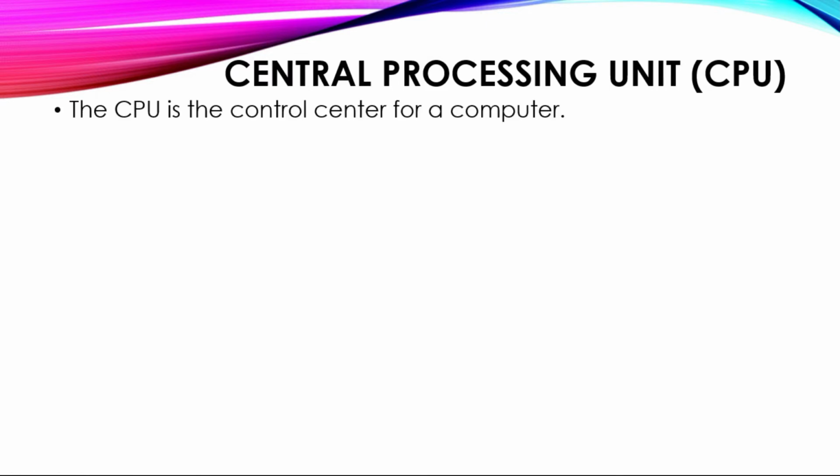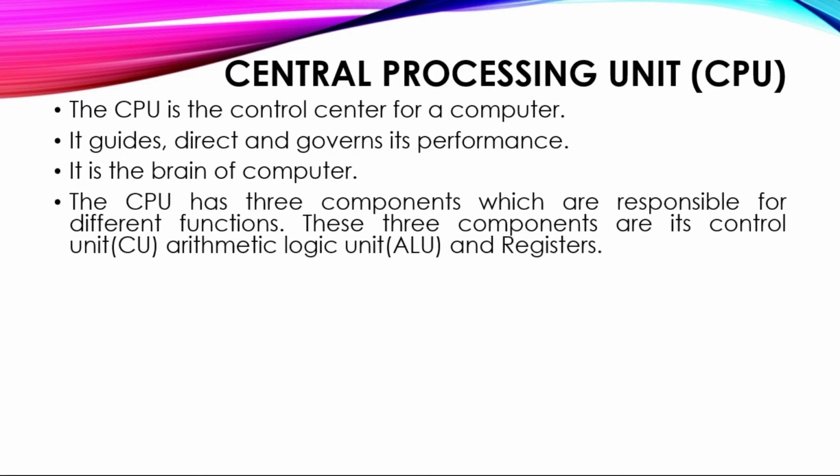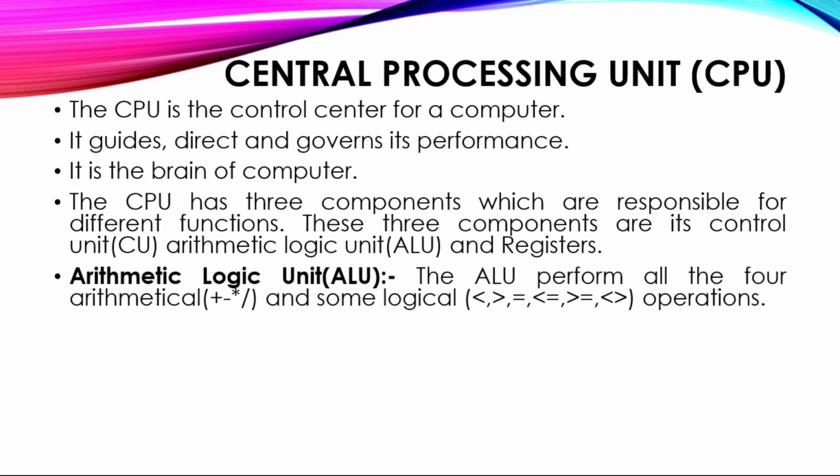Next is your central processing unit, that is CPU. The CPU is the control center for a computer. It guides, directs and governs its performance. It is the brain of the computer. The CPU has three components which are responsible for different functions. These three components are control unit, that is CU, arithmetic logical unit, that is ALU, and registers. In detail, we'll see one by one.